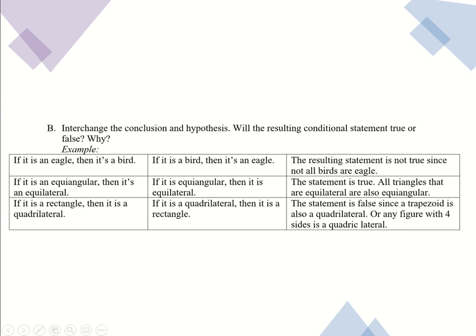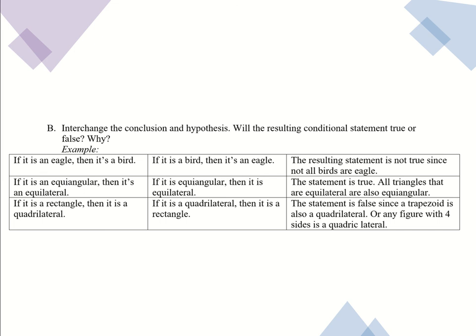Learning task 3B, interchange the conclusion and hypothesis. Will the resulting conditional statement be true or false? Why? For example, the given statement is, if it is an eagle, then it is a bird. We will interchange them. If it is a bird, then it is an eagle. The resulting statement is not true, since not all birds are eagles.